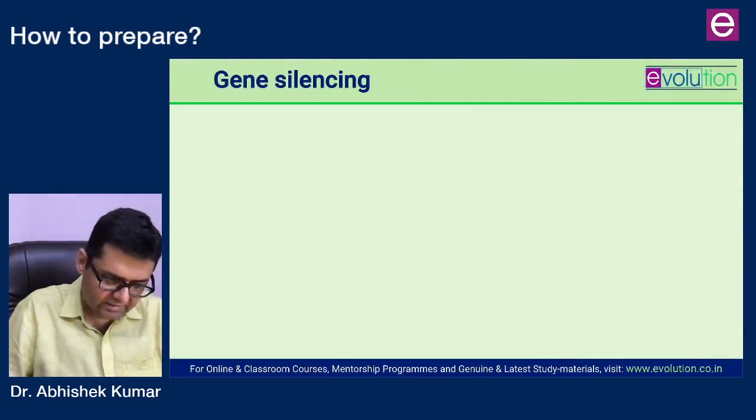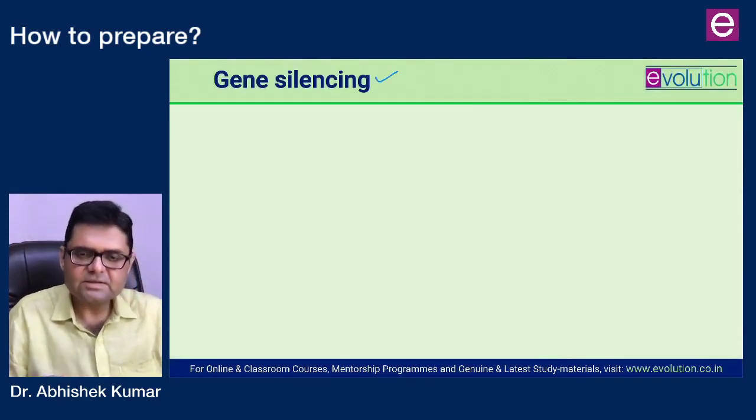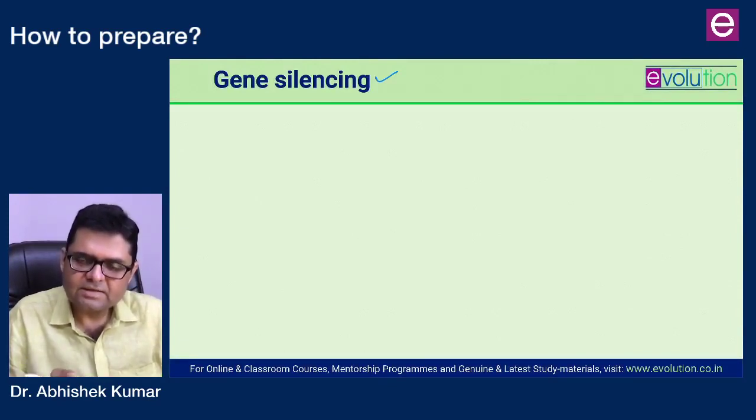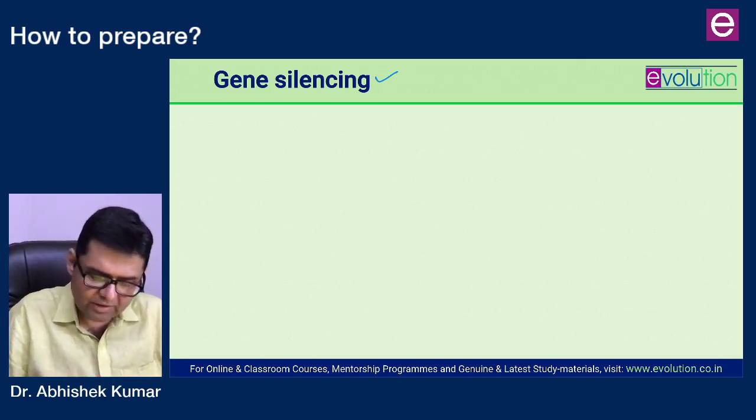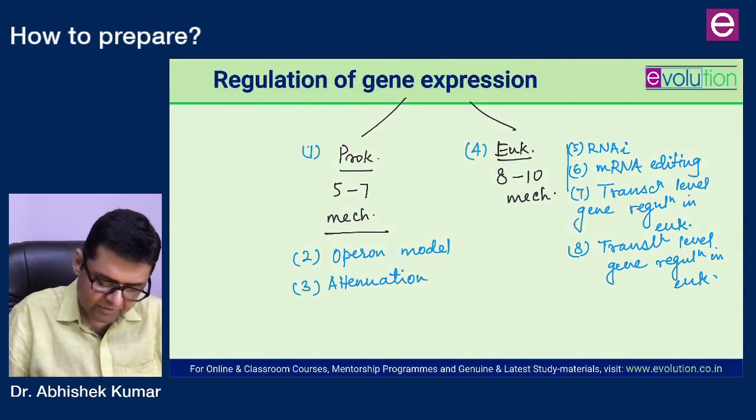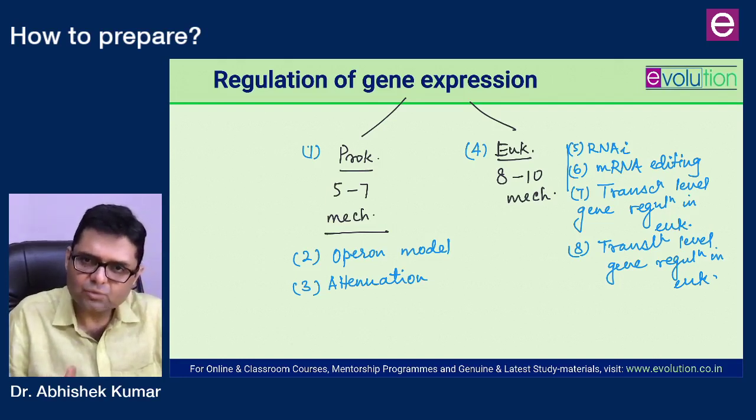And then next is gene silencing. Gene silencing is long-term expressional silencing of genes by mechanisms other than mutation. So obviously it is done by mechanisms of gene expression regulation and especially at post-transcriptional level. When you are doing this topic thoroughly, that is regulation of gene expression in eukaryotes, there are certain topics which will give you an idea on gene expression silencing.